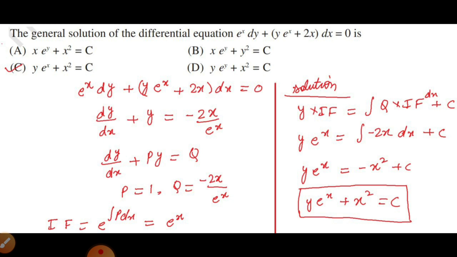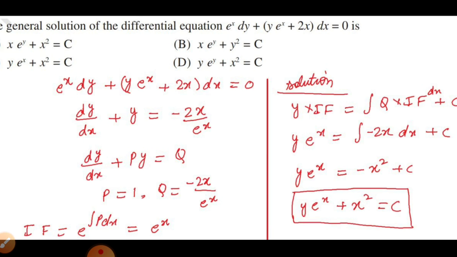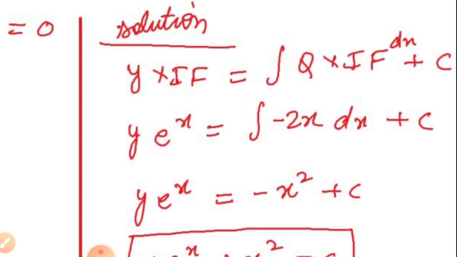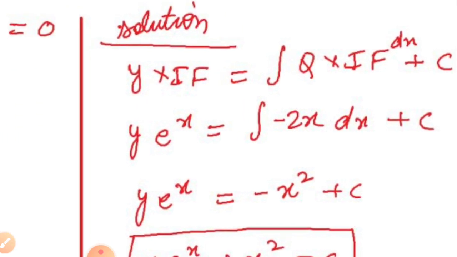Now using this integrating factor, we can calculate the solution of this differential equation. It will be y times the integrating factor equals the integral of Q times the integrating factor dx plus c. The integrating factor is e to the power x, so the solution will be y e to the power x equals the integral of minus 2x dx plus c.